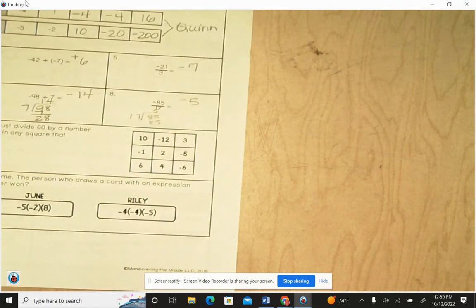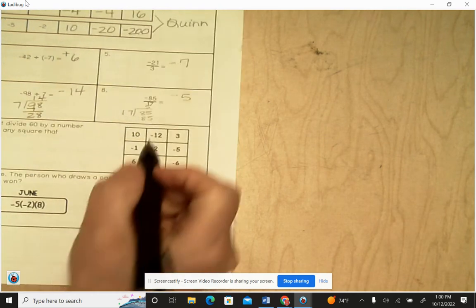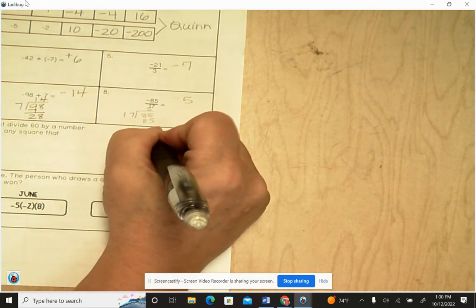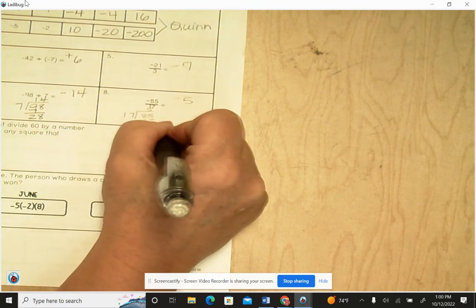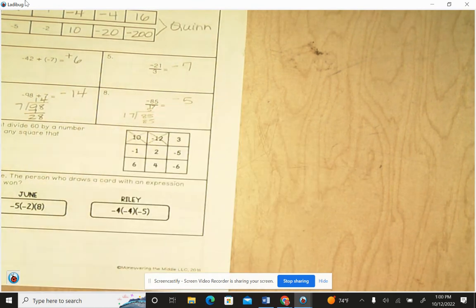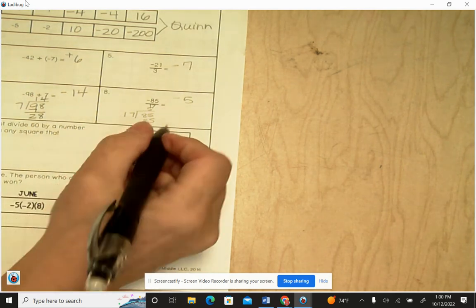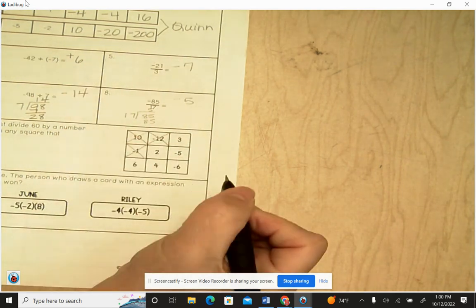All right. Number 9. Theo is playing a game where he must divide 60 by a number and get a quotient less than 10. Shade in any square that Theo could choose. So he's got 60 divided by any number that gives him a quotient of less than 10. So 60 divided by 10 is 6. 60 divided by -12 is -5. 60 divided by 3 is 20, so we'll leave that alone. 60 divided by -1 is -60, and that's less than 10.